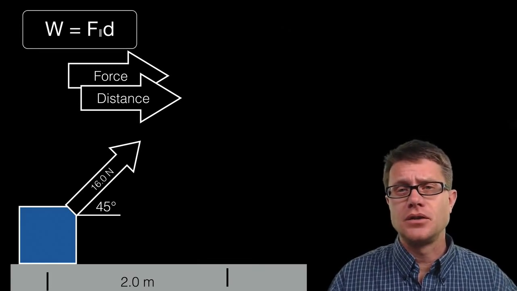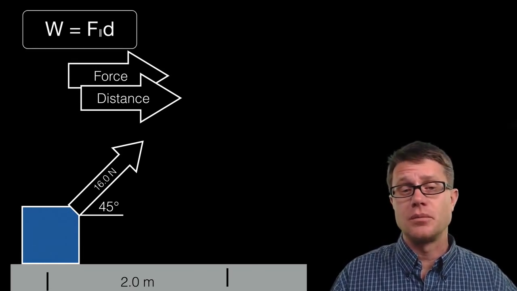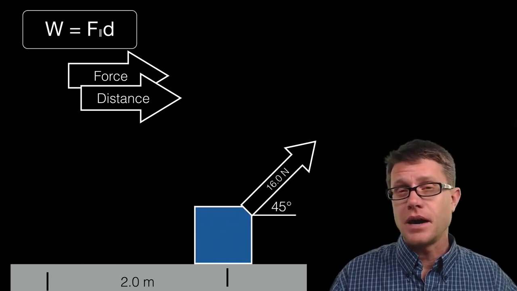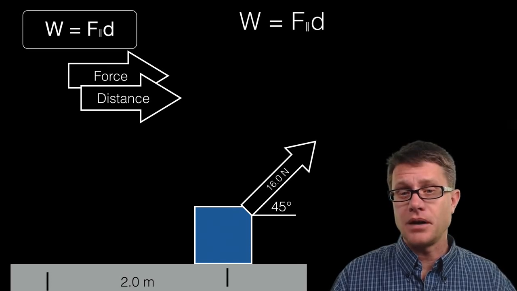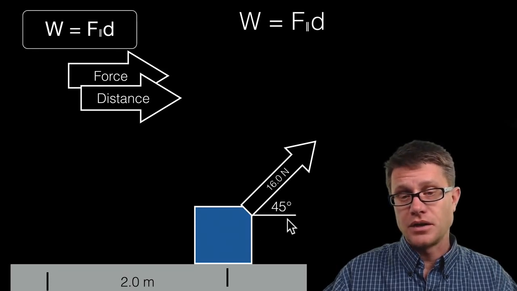Now I'm applying 16 Newton force, but it's at a 45-degree angle to the motion in which the box is moving. So we still move it 2.0 meters. How would you figure out the work now? Well, we have to make sure that that force is parallel. And so we're going to use a little trigonometry. So what we really need is this adjacent force right here, this force in the parallel.